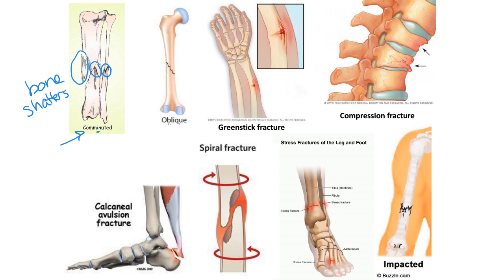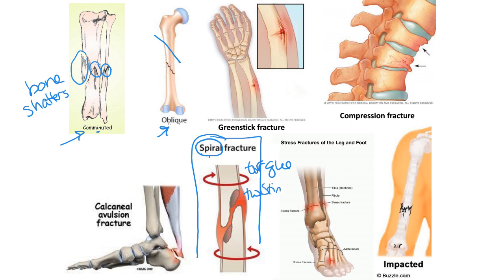Your second one here is called an oblique fracture, which looks very similar to this one on the bottom here called a spiral fracture. Both of these are going to come across the bone at an angle. The difference will be the force that is applied. In a spiral fracture, there has been a twisting force. You can see from the arrow here. So there has been a torque or a twisting force that has caused that fracture.